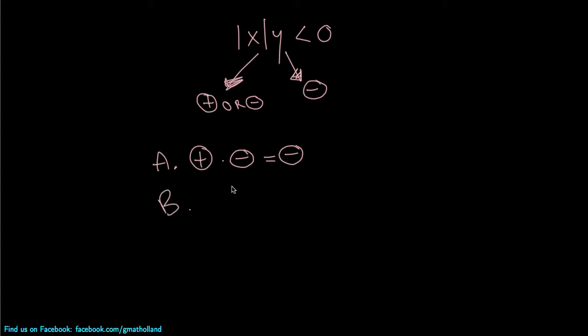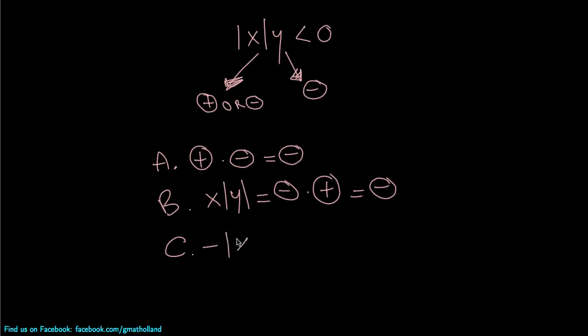Option B tells you x times the absolute value of y, which can also be negative because if x is negative times the absolute value of y, which is positive, the answer is going to be negative. So it's not B. C tells you minus the absolute value of x minus y. Now whatever x minus y is, the absolute value of that is positive, and then the negative of that is negative, because the negative of something which is definitely positive is negative. So it's not C.